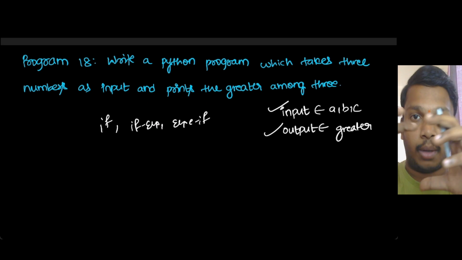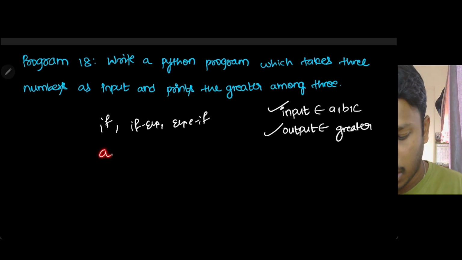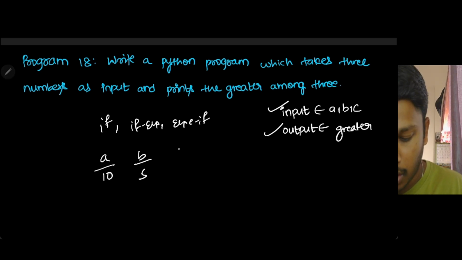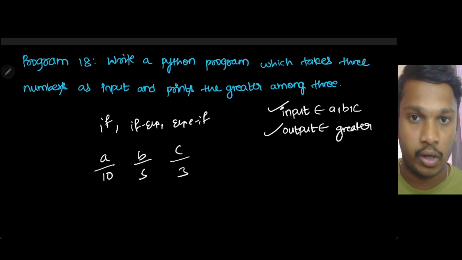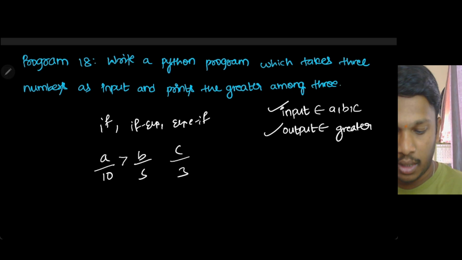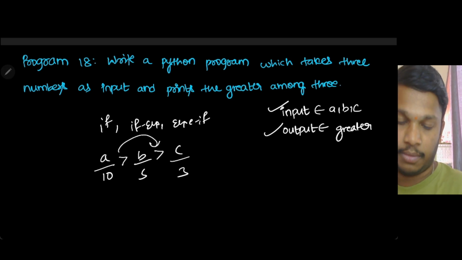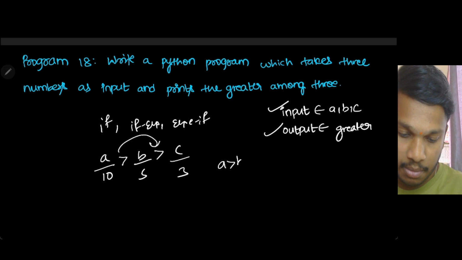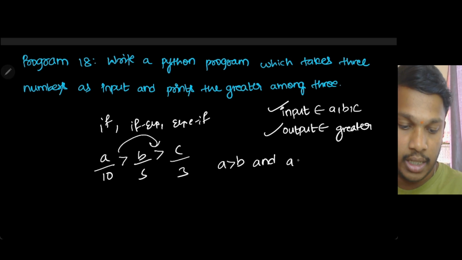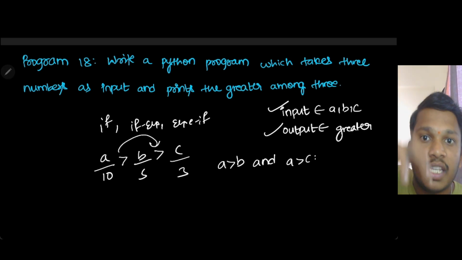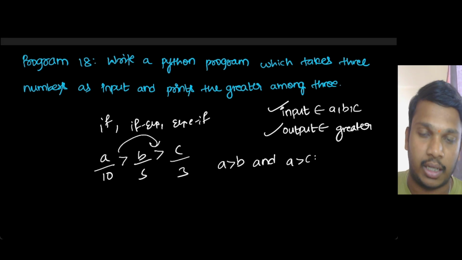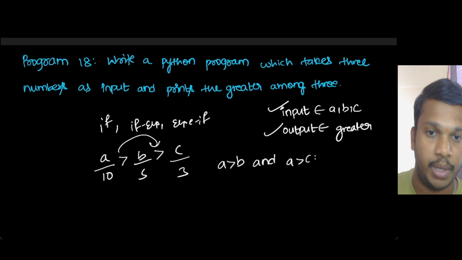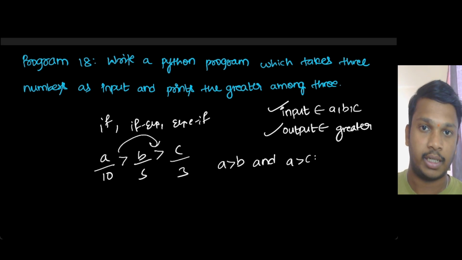How to break the logic? For example, A value is 10, B value is 5, C value is 3. How will you tell A is bigger? If A is greater than B and A is greater than C, if this is the case, then only we will tell that A is greater. Am I right? So this is the case.